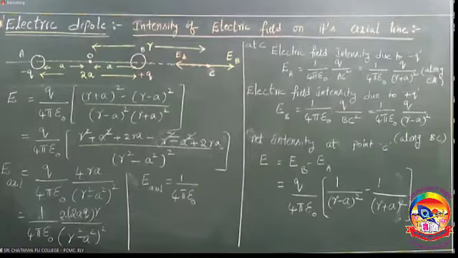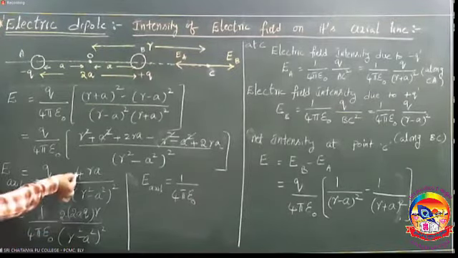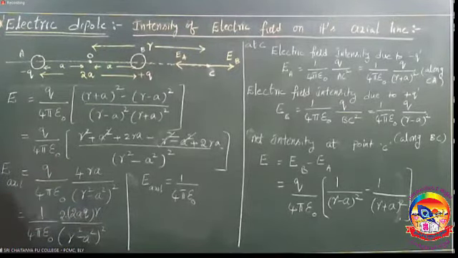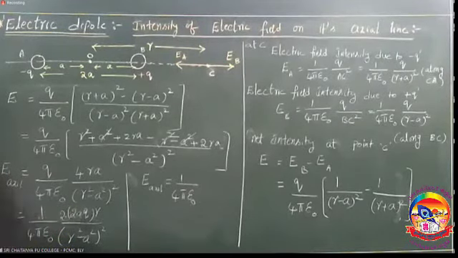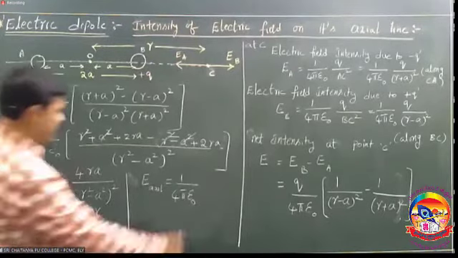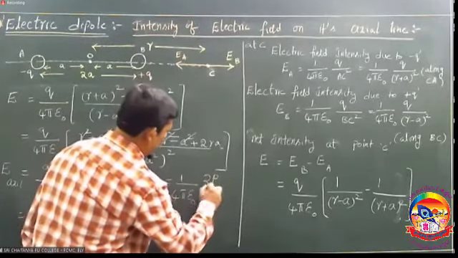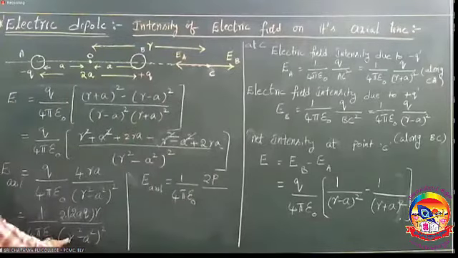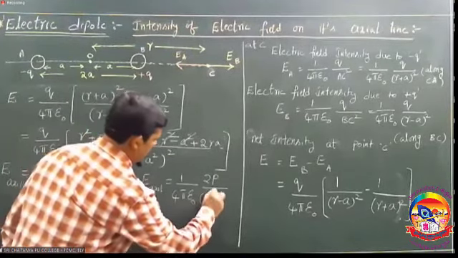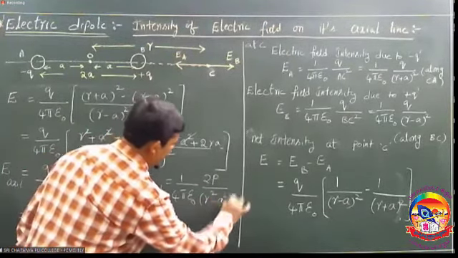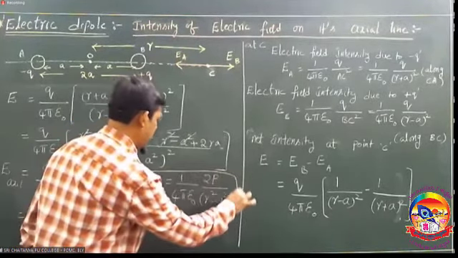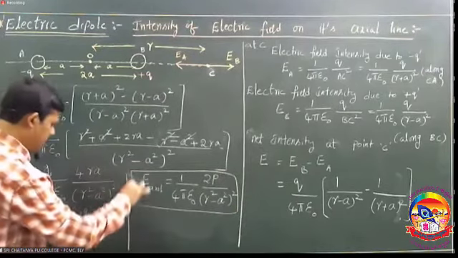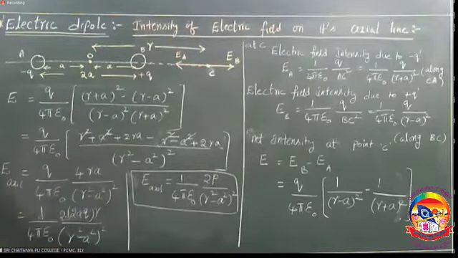Well, is there any difference? 2 into 2, 4, R, A, Q. 2AQ is equal to dipole moment 2B by R square minus A square whole square. This is the formula. One of the very important questions.